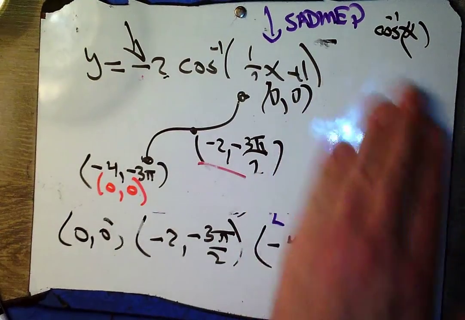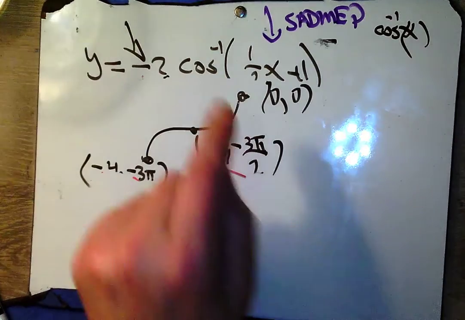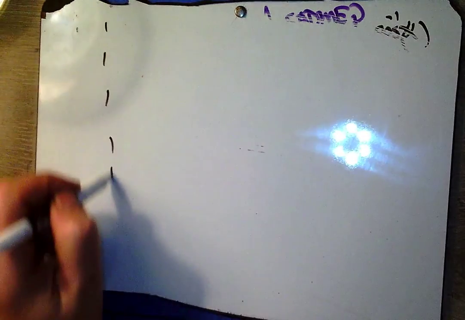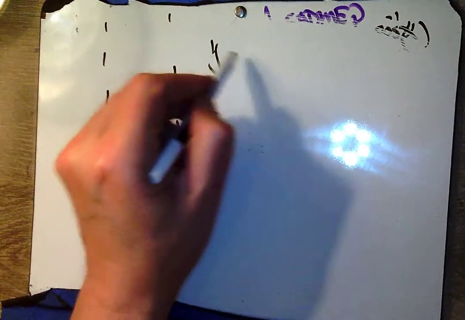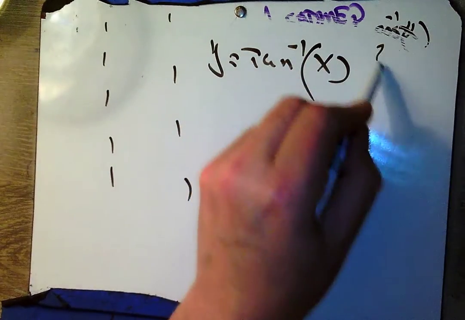Yeah, so think about those transformations. And that's the whole graph, not that erroneous red bit. All right, there's my transformed inverse cosine. Next, inverse tangent.